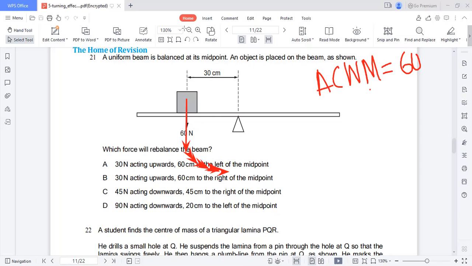So we can find out anti-clockwise movement like this, which is 60 times 30, and it would become equal to 1800. Okay.